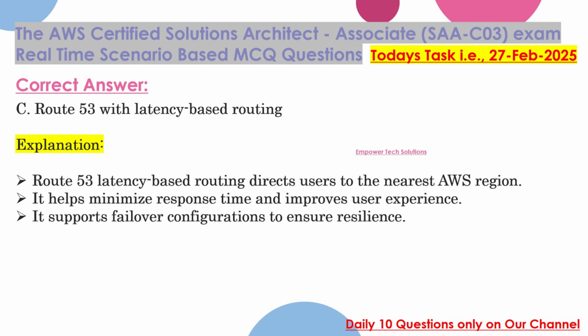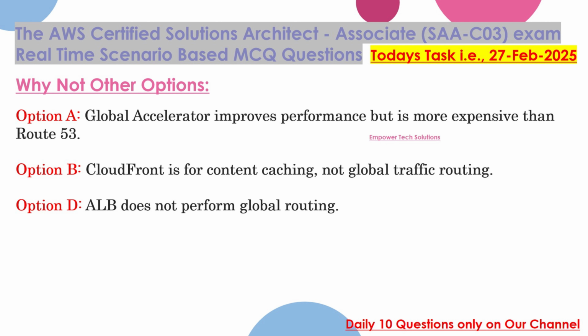Explanation: Route 53 latency-based routing directs users to the nearest AWS region. It helps minimize response time and improves user experience. It supports failover configurations to ensure resilience. Why not other options? Option A, Global Accelerator improves performance but is more expensive than Route 53. Option B, CloudFront is for content caching, not global traffic routing. Option D, ALB does not perform global routing.